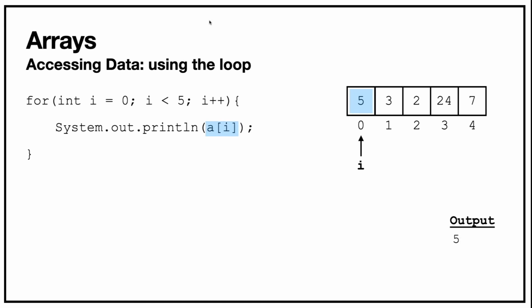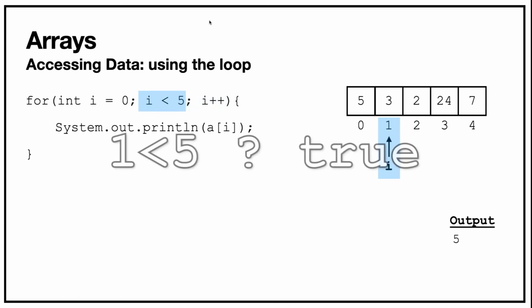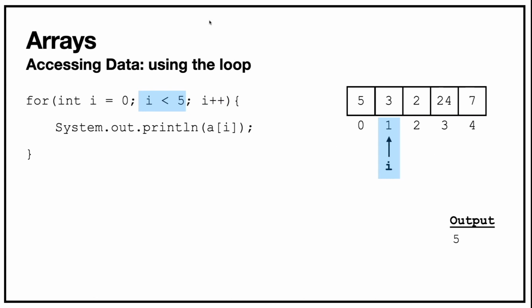After the execution of the body of the loop, we go to the update. That means i++. So now we increment i by 1. Now it's going to be 1. We go back to the check, and we see if 1 is less than 5, which is indeed true. Therefore, we go to the body of the loop and print System.out.println, and then a at position 1, which happens to be the value of 3. After that, we go to the update, i++. Now the value of i will be 2.